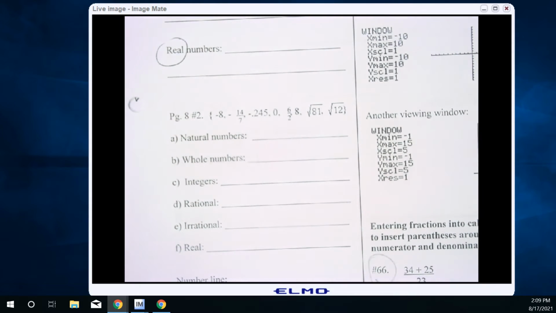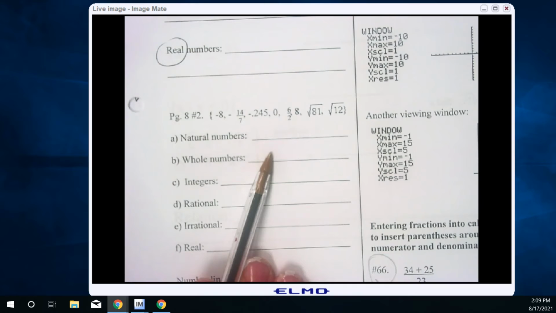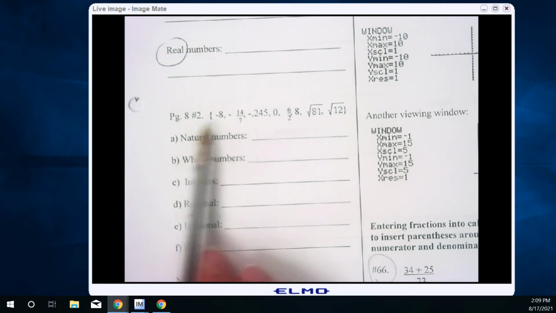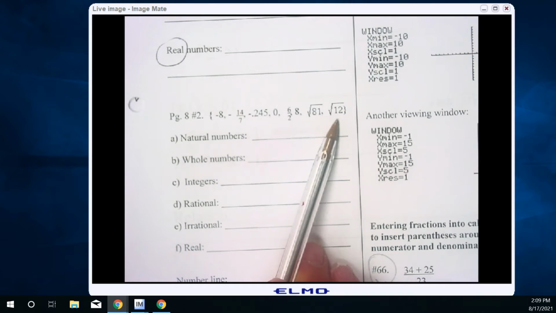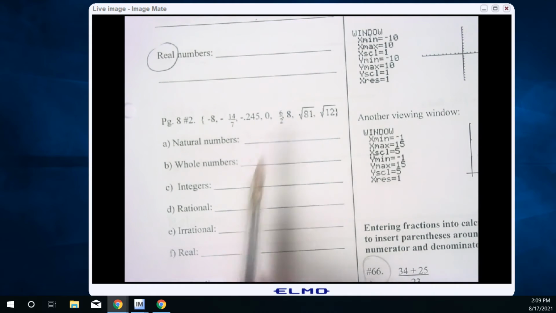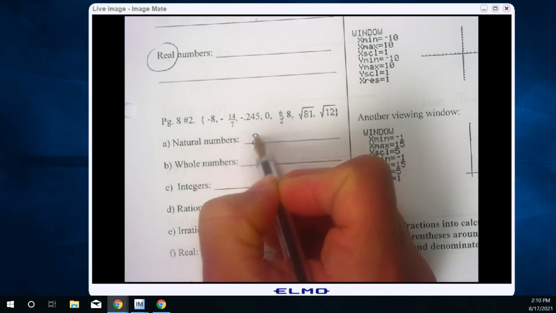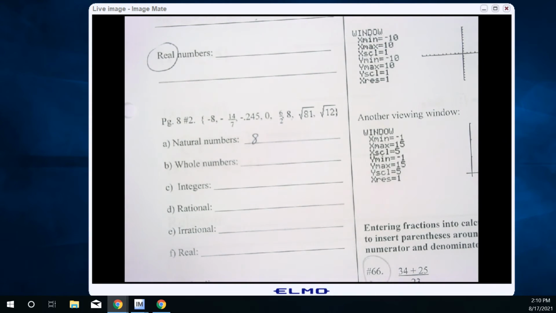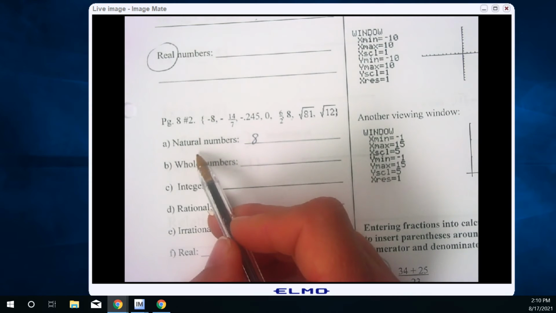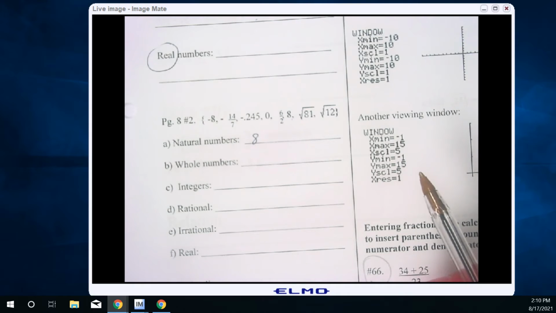Now, on page 8 of the textbook, problem number 2, the instructions say, for all of these elements, which ones belong to A, the natural numbers? Which one of these are natural numbers? 8, and nothing else, because natural numbers are the counting ones. Think, what would a 4-year-old say? Which one of those are numbers? They would say 8, right? Because that's the only one they know.